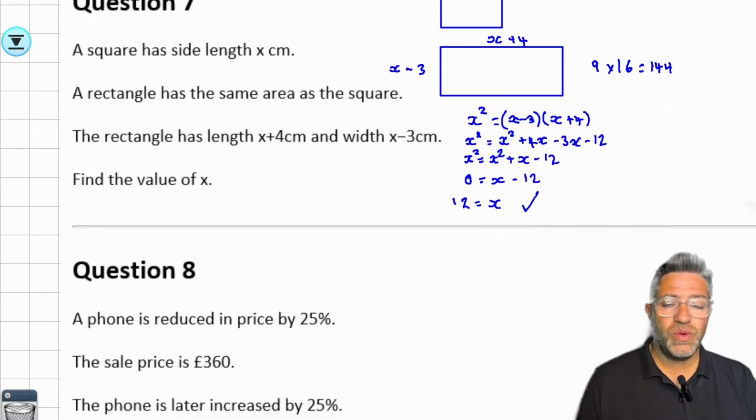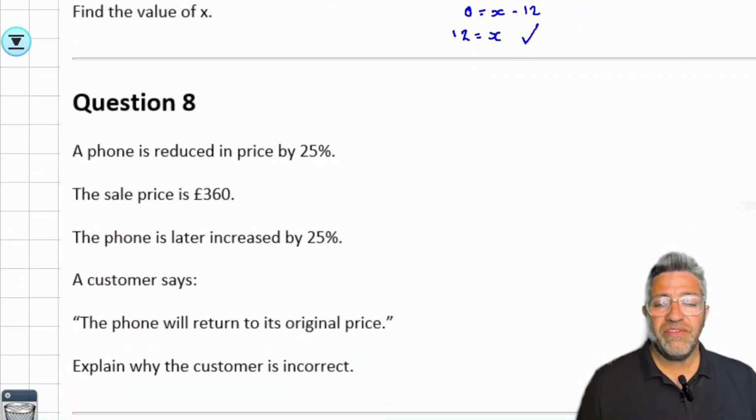Let me scroll down to question 8. A phone is reduced in price by 25%. The sale price is £360. The phone is later increased by 25%. A customer says the phone will return to its original price. Explain why the customer is incorrect.